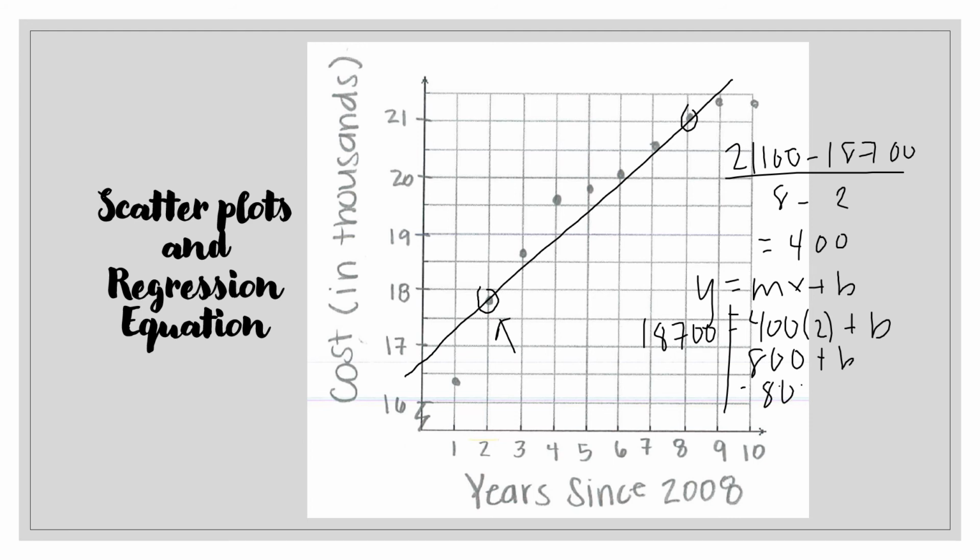Move the 800 to the other side. And that would give me 17,900. So my final equation would be y equals 400x plus 17,900. And then if I wanted to find anything, which we're going to look at on the next slide, like what would it be, let's say 20 years from 2008, then I can plug 20 in for x.